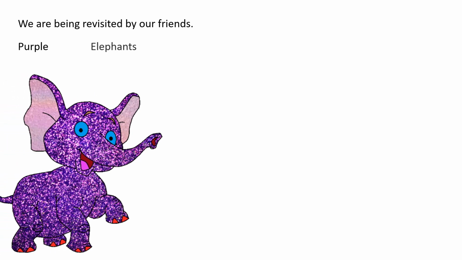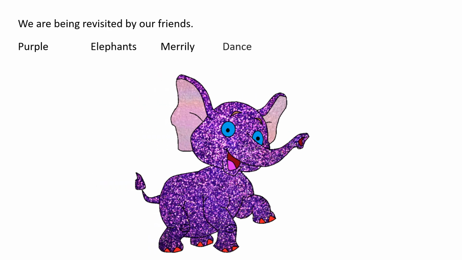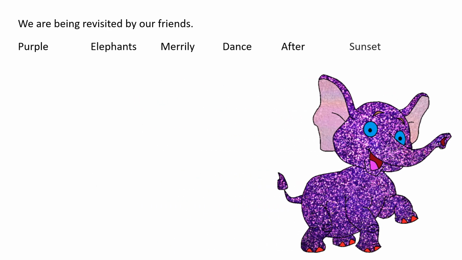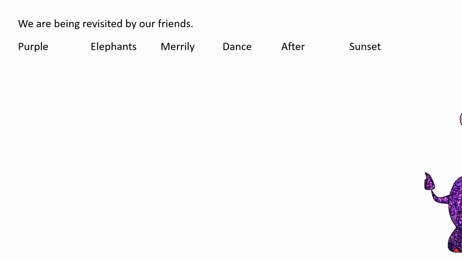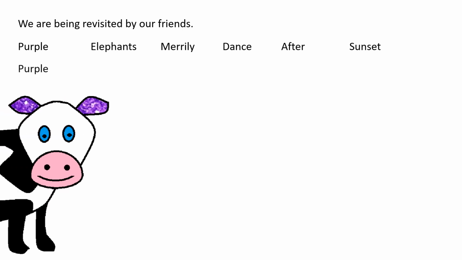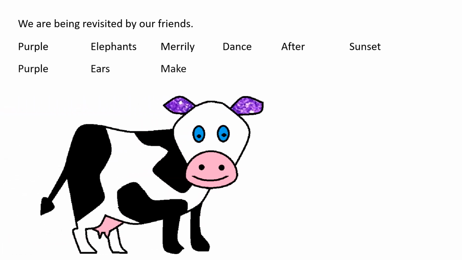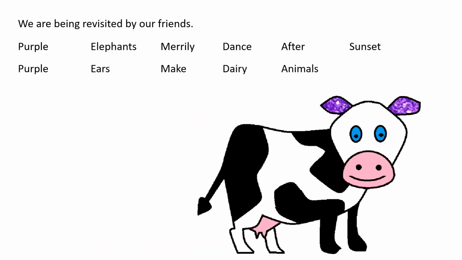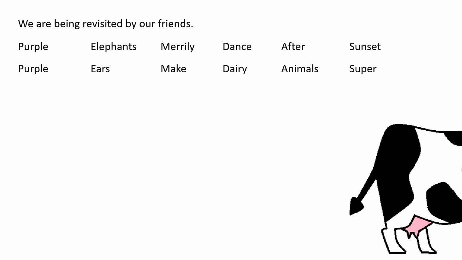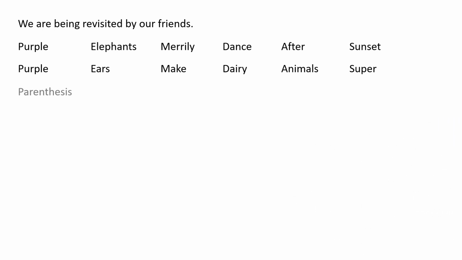Let's take a look at solving two-step equations. Of course, we need our friends, right? The purple elephants that merrily dance after sunset. Or we could refer to our friends, the purple ears that make dairy animals super. Both of those are nice memory devices to remind us about PEMDAS, right? Parentheses, exponents, multiply, divide, add, subtract.